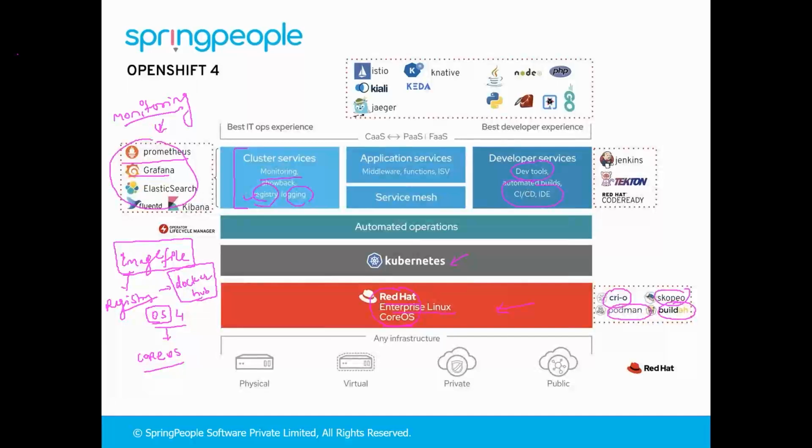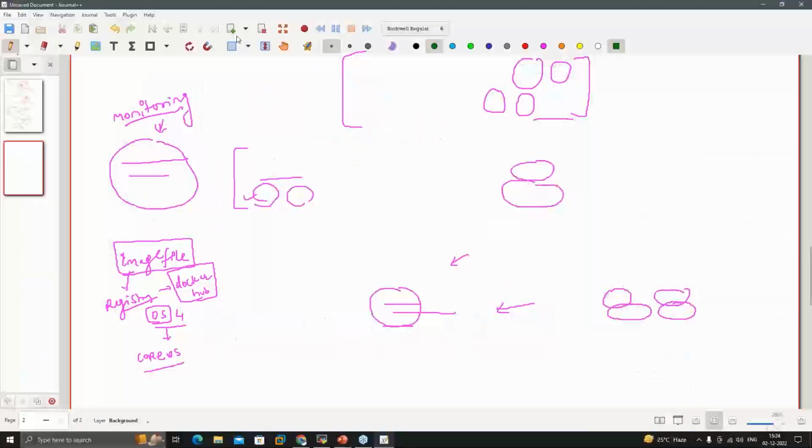And on top of that, you can deploy any type of application. Maybe it is Node.js, PHP, Python, Ruby, anything. It can easily help us to deploy the application. So we should have a cluster ready with us. What is the meaning of cluster?